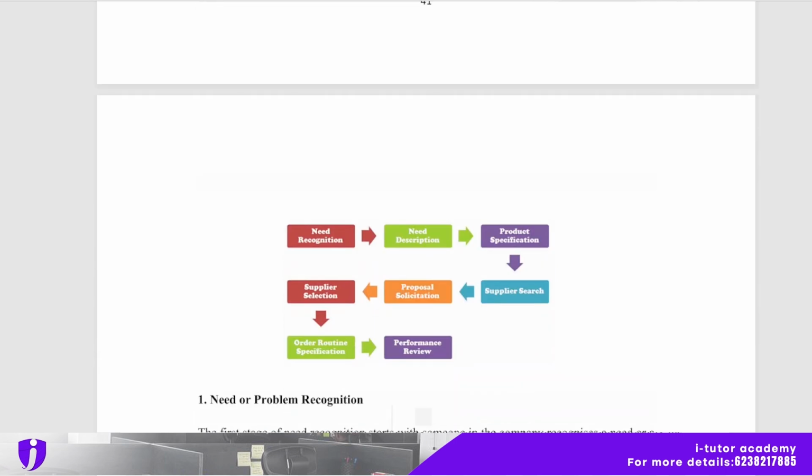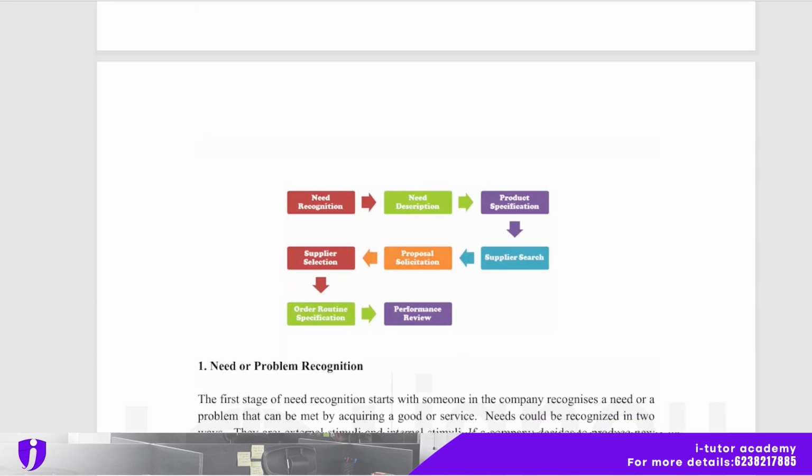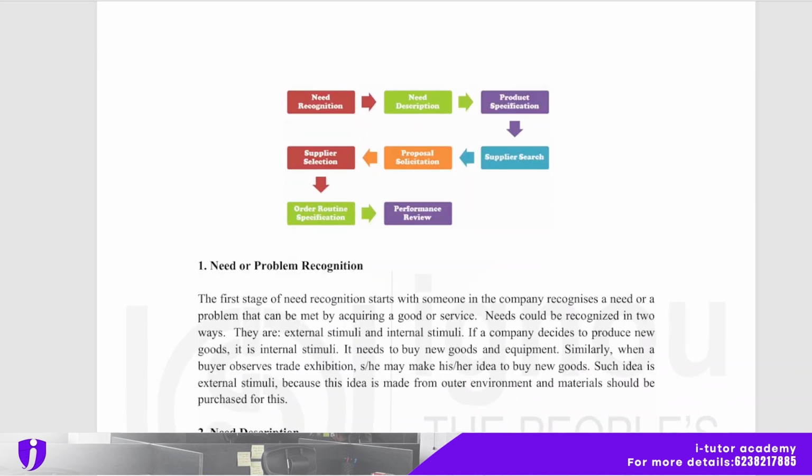So here is need, there is need recognition, need description, product specification, supplier search, then after that proposal solicitation and supplier selection, then order routine specification and performance review. This is the final one. Okay, so need or problem recognition.